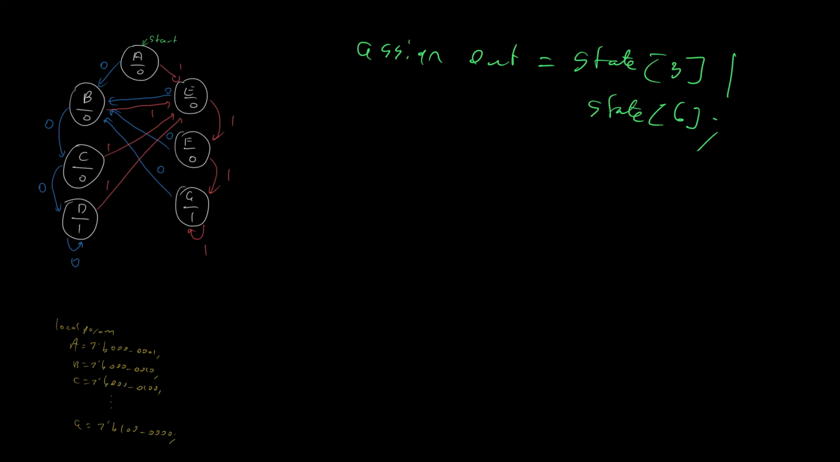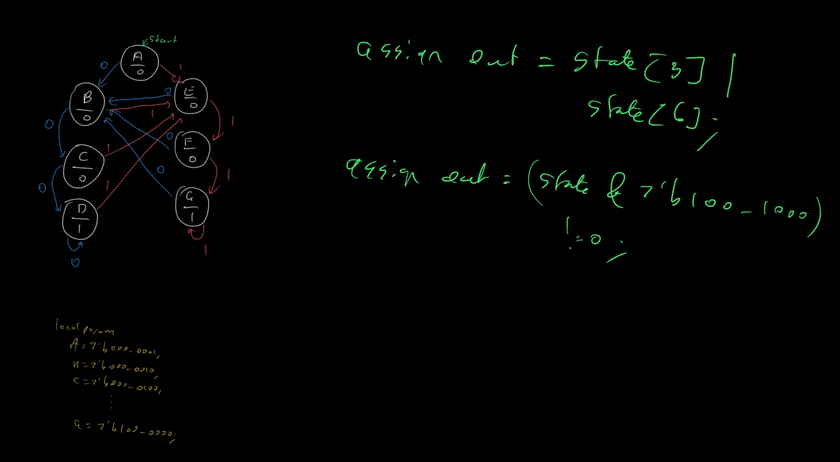Sometimes you'll see this written another way by using bitwise operations. We could have had assign out equals state and then we have what's known as a bit mask, and we care about bit number 6 and bit number 3. So we perform this bitwise AND and then we test to see if that's not equal to 0. The way this works is that state is a 7-bit number, so bit 6, bit 5, bit 4, bit 3, bit 2, bit 1, bit 0.